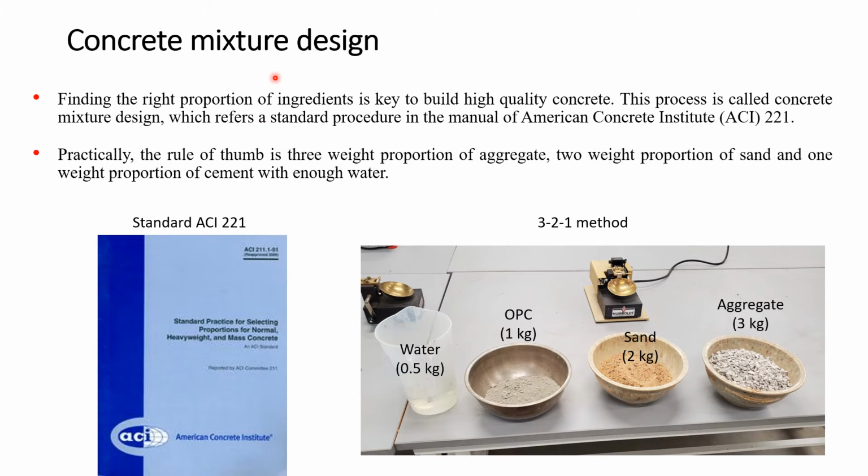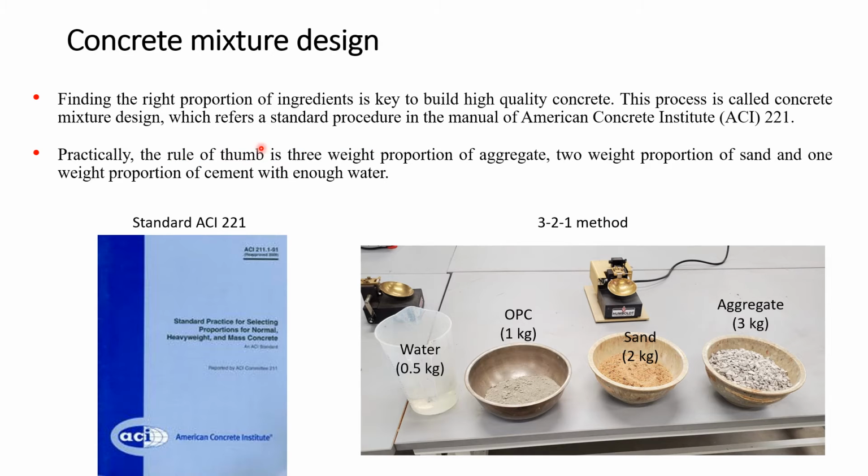Concrete mixture design: finding the right proportion of ingredients is the key to building high-quality concrete. This process is called concrete mixture design, which usually refers to a standard procedure in the American Concrete Institute 221 manual. If you're interested, you can search online for the standard ACI 221 manual. You can find the steps to find the right proportion of the ingredients. But here, we are going to use the classic and simple 3-to-1 method.